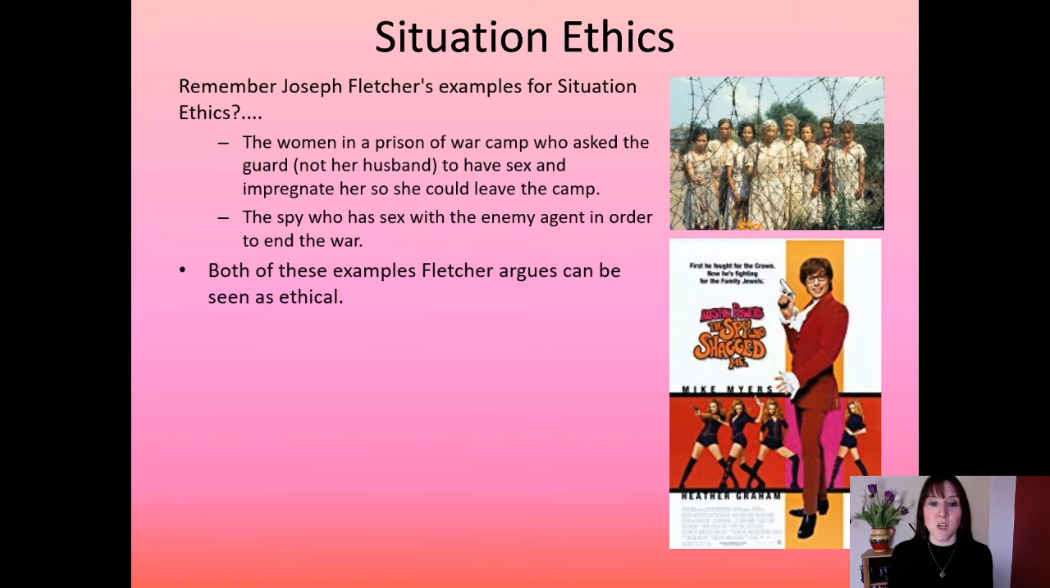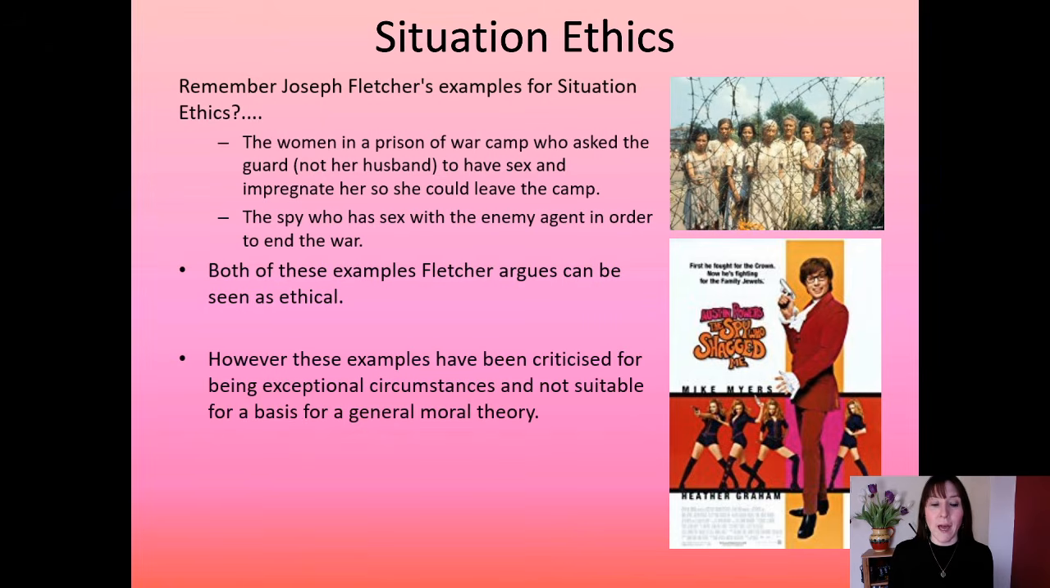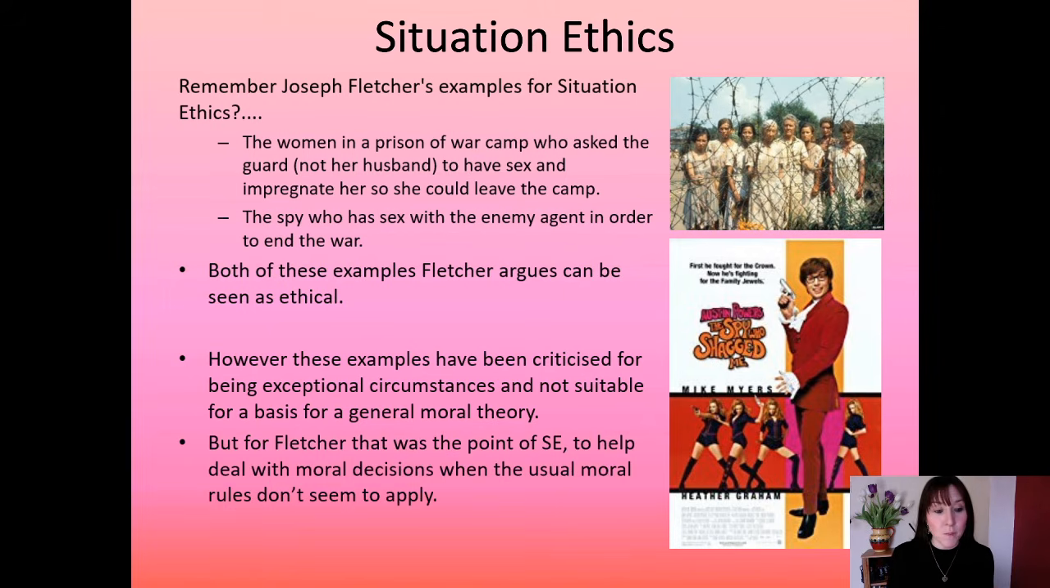Both of these examples, Fletcher argues, can be seen as ethical. However, these examples have been criticised for being exceptional circumstances and are not suitable as a basis for general moral thinking. Well, of course, they're exceptional, but then it brings out the question of, well, what classes as exceptional? How do you know if your situation is acceptable or exceptional or not, etc. But for Fletcher, that was the whole point of situation ethics, to help deal with moral decisions when the usual moral rules don't apply.